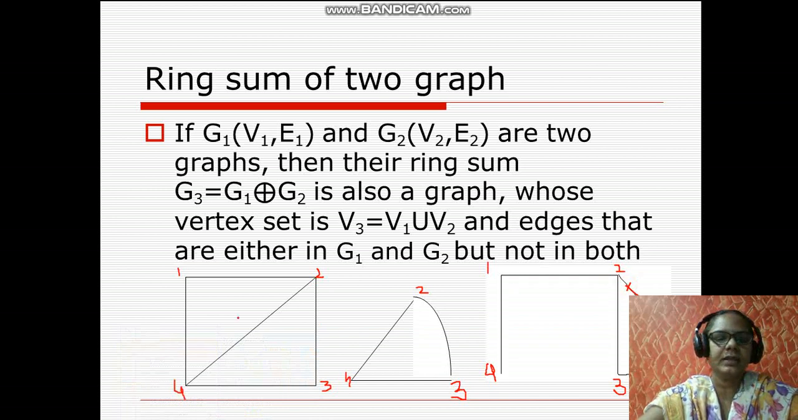So we have only 1 to 2, 1 to 4, then we have 2 to 3. Okay, only 3 edges, 1 2 3, and this is common, this is removed, this is common, this is removed, and this 2 to 3 and 2 to 3 is common. Here a straight line is drawn, here a rounded line is drawn, but this is 2 to 3, that is 2 to 3, so we removed this edge.